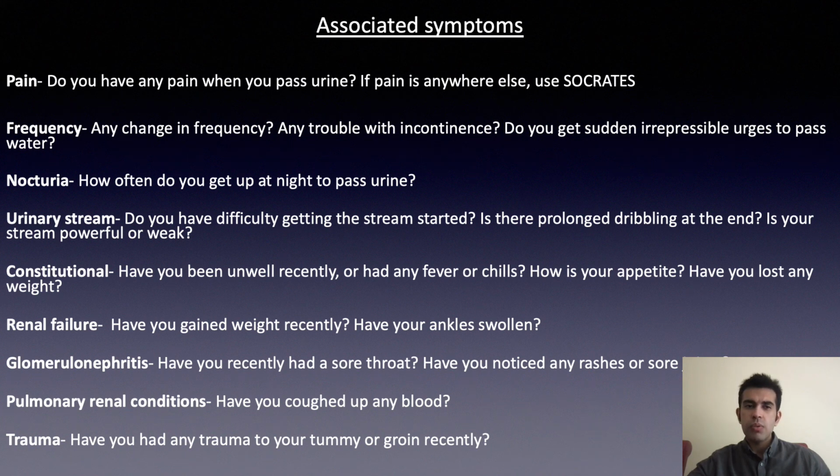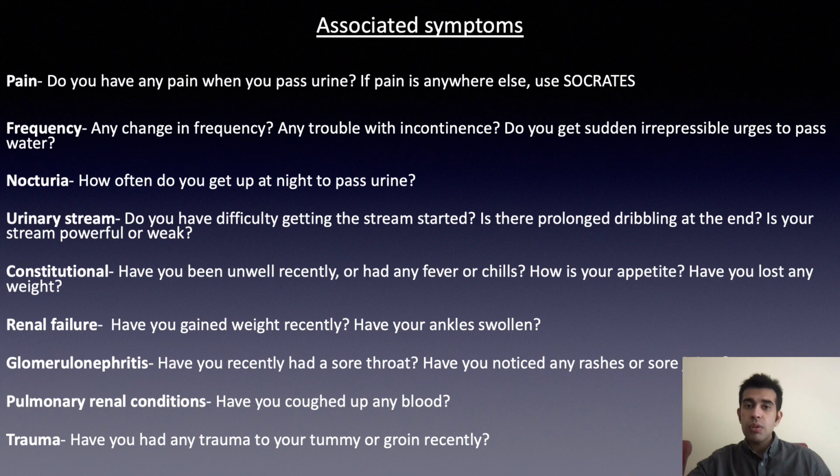Sometimes the patient may also report an increase in frequency of urination. In that case, they may have any issues with incontinence. It might be worth asking them, do they have any sudden urges to pass urine? It's good to ask them as well, how often do they get up in the night to pass urine, as this might lead you to different parts of your differential diagnosis.